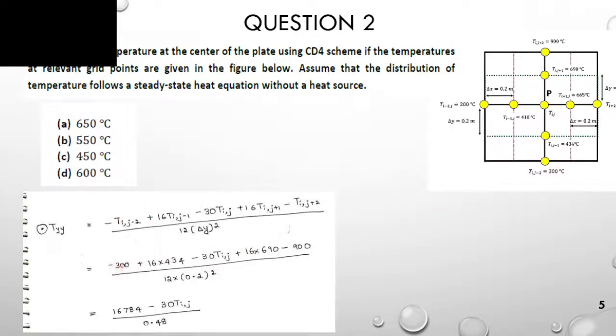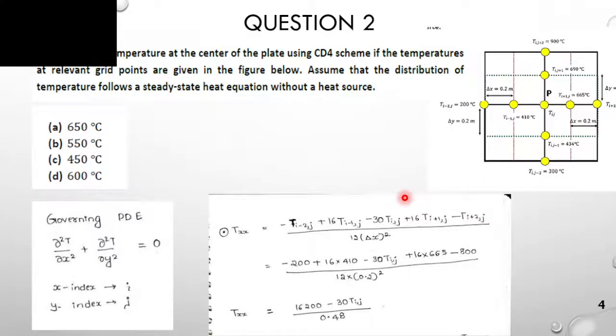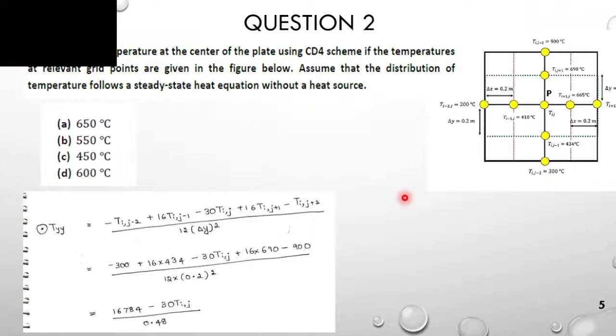Just try to see this. It's just this in the y direction, minus 300 plus 16 into this temperature, whatever is there. So Prashant has, I think, got the right answer. Now you just add this and equate it to 0. What should be the value? There, how much had I got? 16,200. Now here I am getting 16,784. Denominators are same.